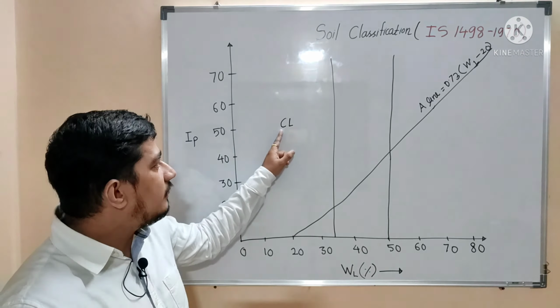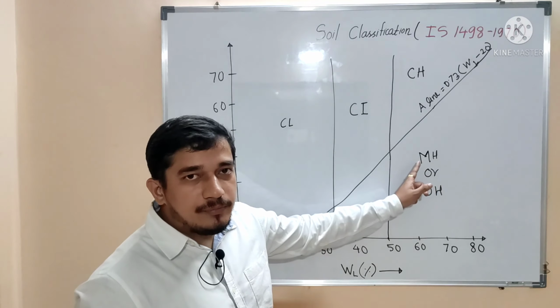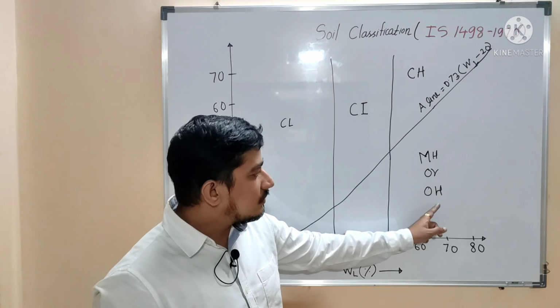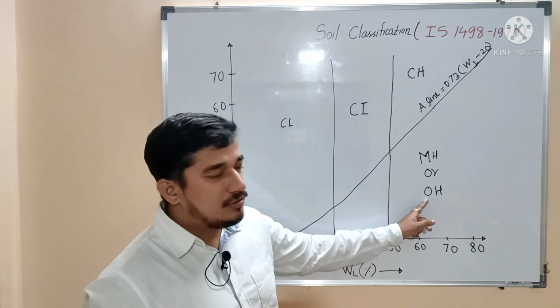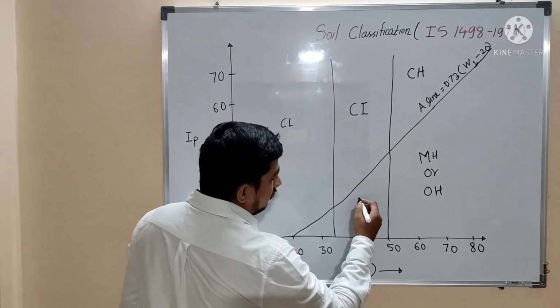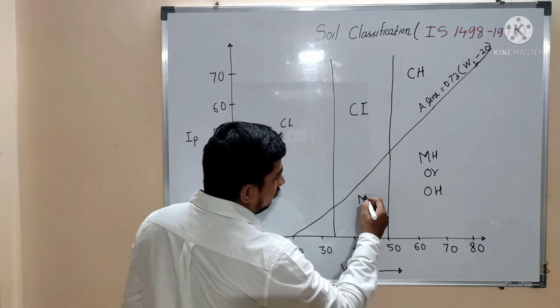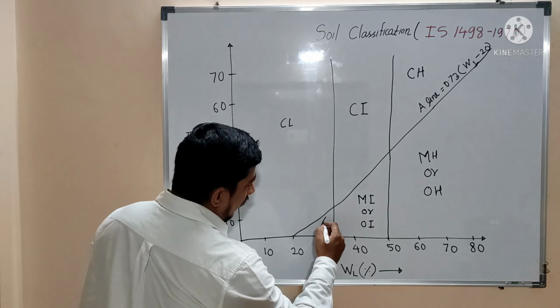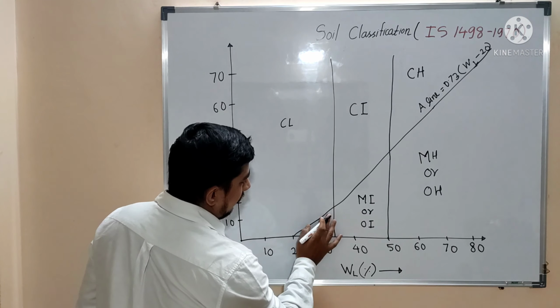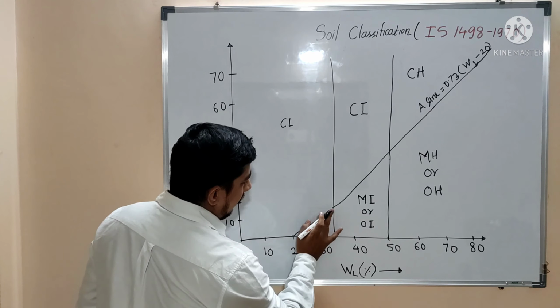The soil in this zone, that is the zone of high compressibility, can be MH or OH. H indicates high compressibility and M indicates silt. So it is highly compressible inorganic silt. When we say OH, it is highly compressible organic soil. Just like that in this zone also, that is MI or OI, here ML or OL. In this region there is also one soil.